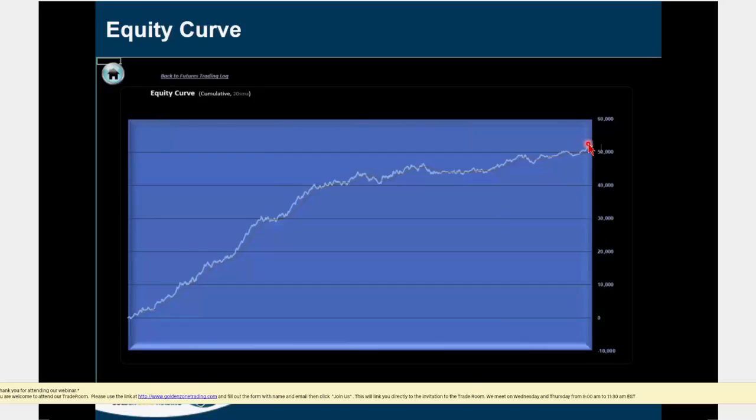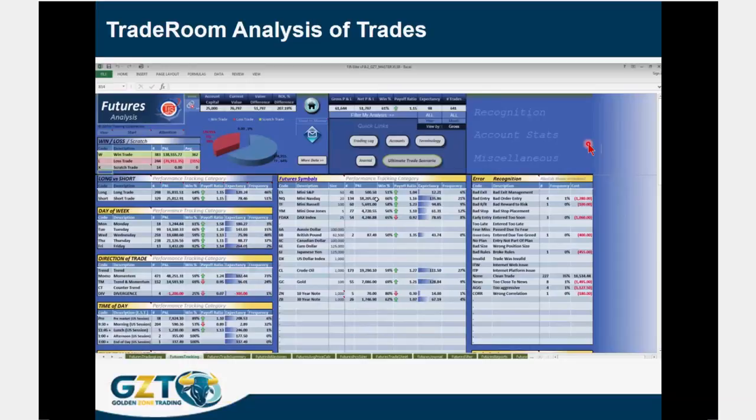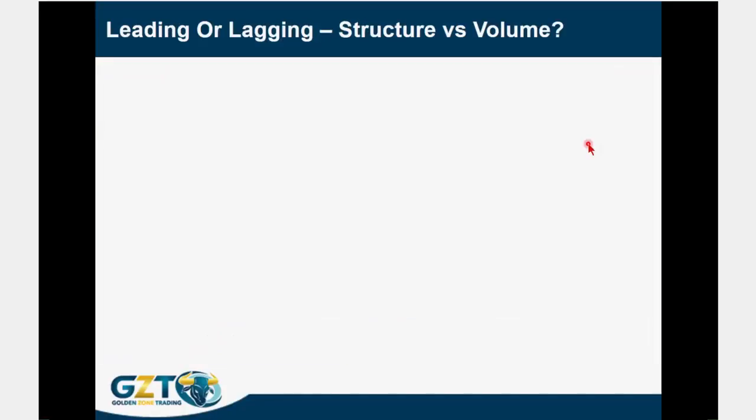The tool that we use also allows us to look at the trades, and these were all trades taken live in the trade room. We can say, well, what is the best day for trading for us? When are we most successful? Are we better at long trades or short trades? Sean is actually better at long trades. I happen to be better at short trades. We can also show each of the instruments that we trade, how successful we are with each instrument, and how many trades we take with each.